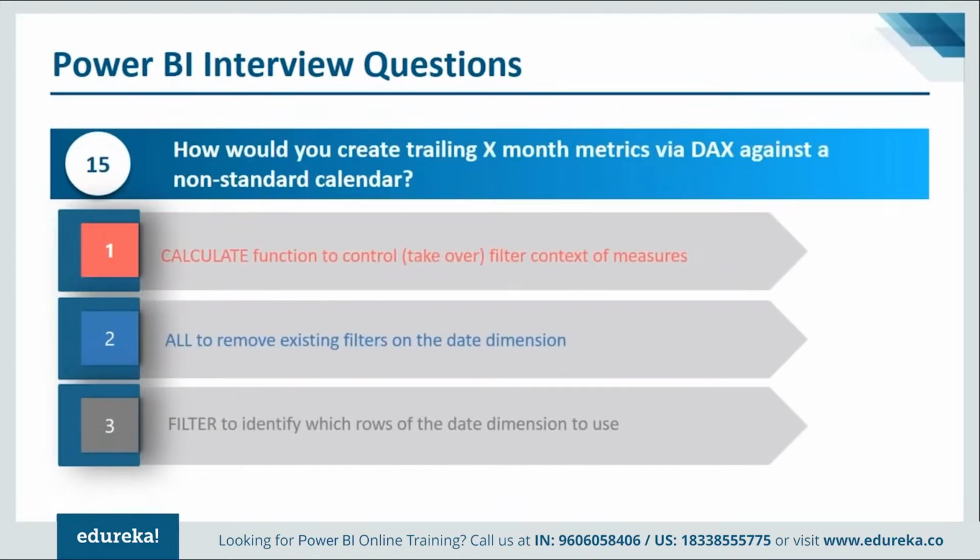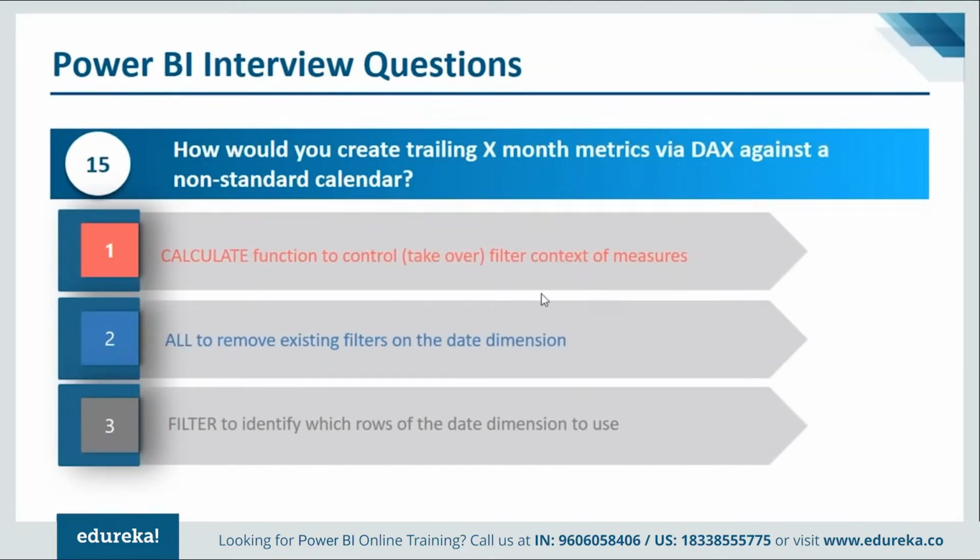There are some other examples that we have on, you can specify what are some of the time intelligence functions. Again, calculate is something that you can use for this. So we talked about calculate, all, and filter, and you can obviously use them in multiple ways to go ahead and create n number of different use cases. Okay, this is one use case I mentioned, but you can obviously use calculate to create trailing X month metrics via DAX. Okay, it's a non-standard calendar, for instance.